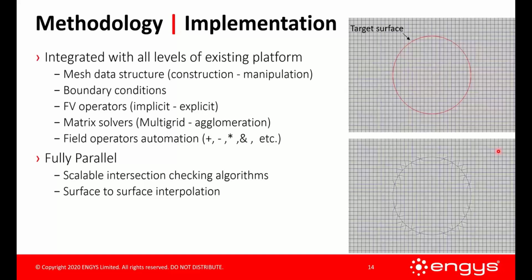So far, it's been integrated with all levels of the existing platform. This means within the mesh data structure, the boundary conditions, the finite volume operators, for both implicit and explicit, and also with the matrix solvers, so we're able to reuse a lot of machinery that already exists within Helix by generalizing this new feature. Also field operations, so multiplying, dividing, adding, subtracting, dot products, cross products, and different operations on these vectors. It's also fully parallel and has a scalable intersection checking algorithm and scalable surface-to-surface interpolation.